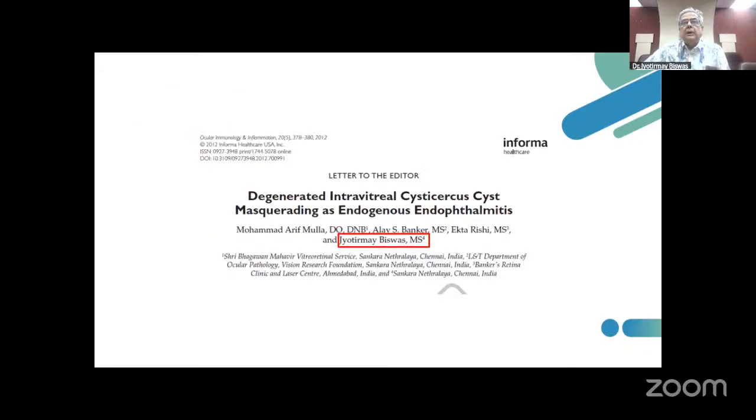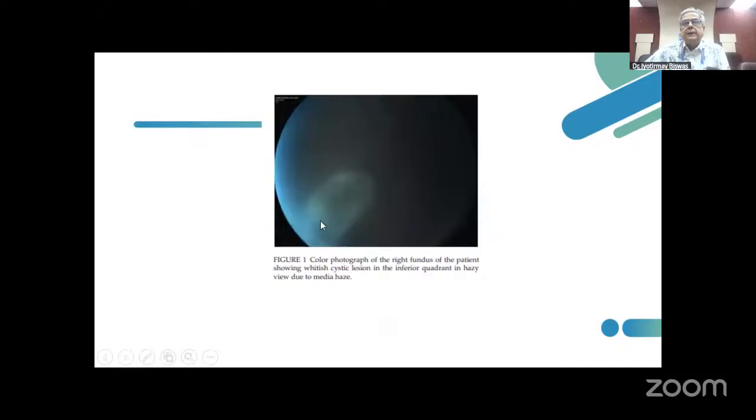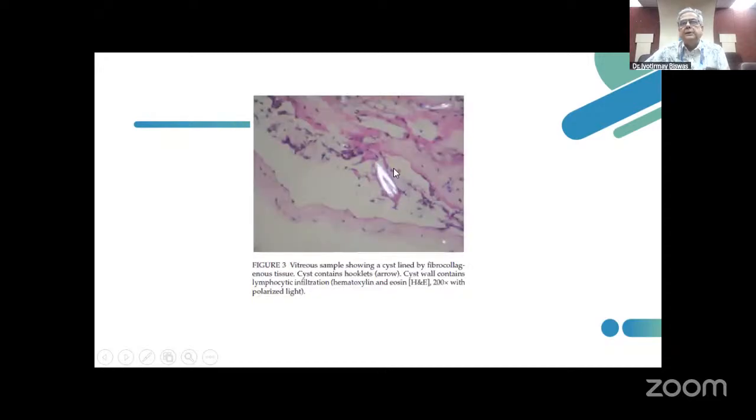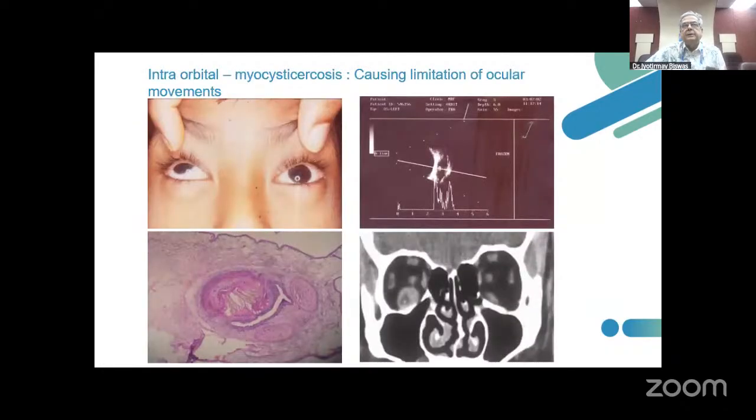What I want to tell you is, if you see an endogenous endophthalmitis, don't forget that it could be cysticercus. This is one of the patients who had endogenous endophthalmitis, with something monster-like inside the eye. Then I did an ultrasound, and ultrasound picked up the cysticercus scolex with high reflectivity. Histopathology then showed the hooklets of the cysticercus. This is a very elegant case, published in Ocular Immunology and Inflammation. There can be muscle involvement too. You can see one of the muscles involved with the cysticercus. Ultrasound will show the very characteristic cysticercus cyst with the scolex.